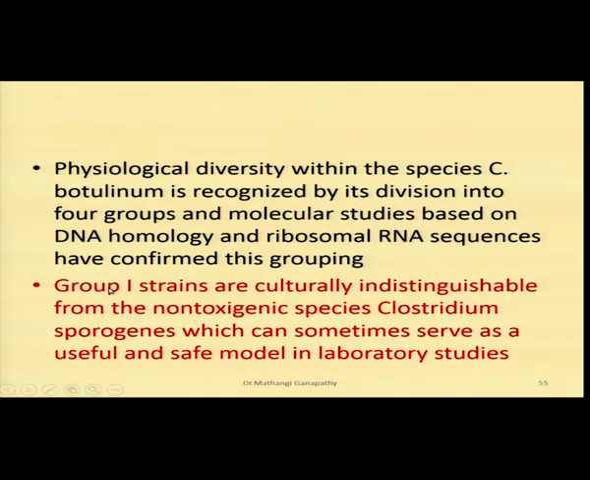Group 1. These group 1 strains cannot be distinguished from the non-toxigenic species, Clostridium sporogenes. To know the metabolic pathways, Clostridium sporogenes is used in the lab as a safe model because the other species, perfringens or botulinum, are extremely toxic and cannot be used in the lab normally. So Clostridium sporogenes is the model organism among this genus which is used. So the group 1 strains are culturally indistinguishable from the non-toxigenic Clostridium sporogenes.